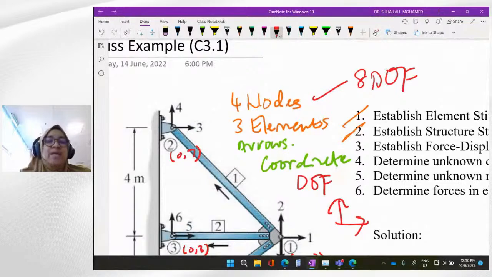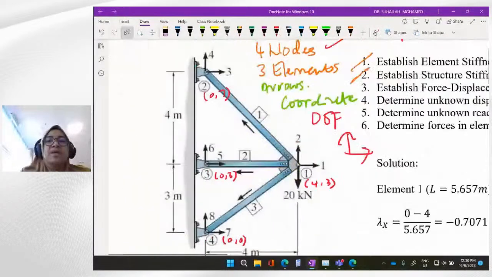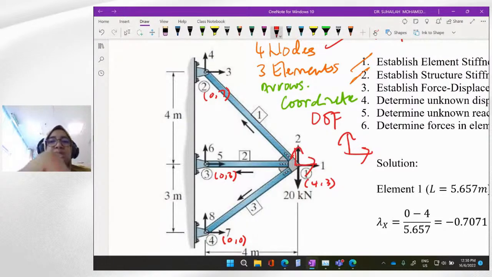So at each node, we have to put X and Y degree of freedom, like this. 2 here, 2 here, another 2, and another 2. And we have to put the degree of freedom in this direction. We cannot simply change the direction. We have to follow this as the sign convention in stiffness method, in X and Y component.